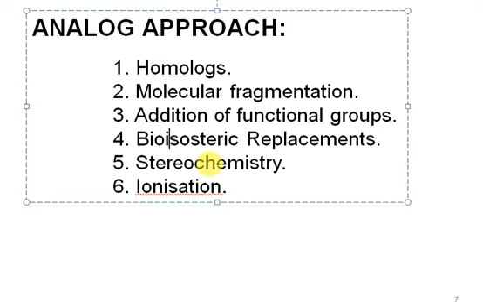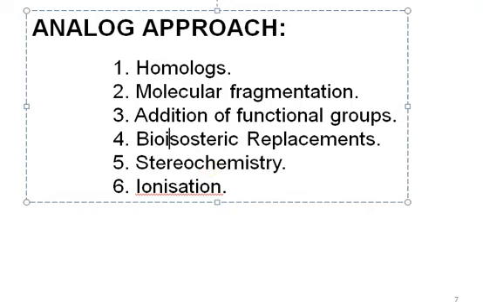So structure activity relationships involve these six approaches. But always remember that these approaches are not applied at once. Firstly, we will try for different changes in the homologues by increasing or decreasing the ring size or the chain length. Second, after studying the homologues, we will try for molecular fragments. Then we will try for addition of functional groups and bioisosteres, or you can check for the changes in stereochemistry, and you can check for the change in ionization and the biological activity.